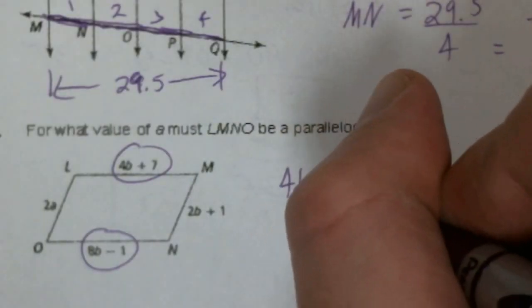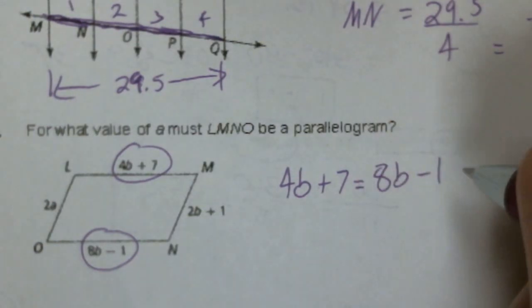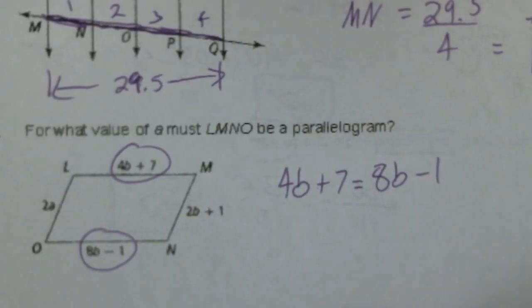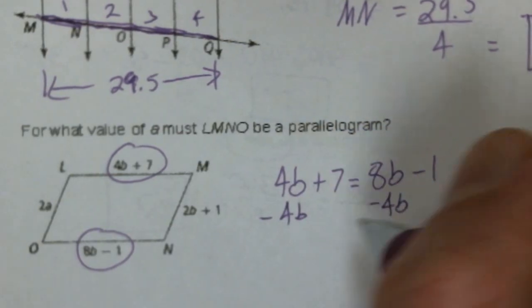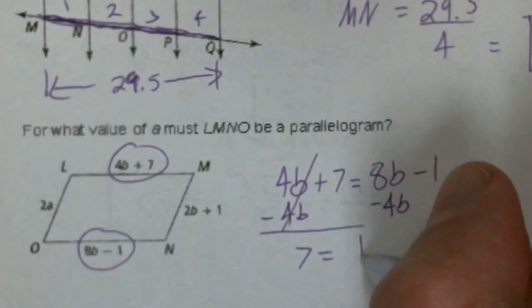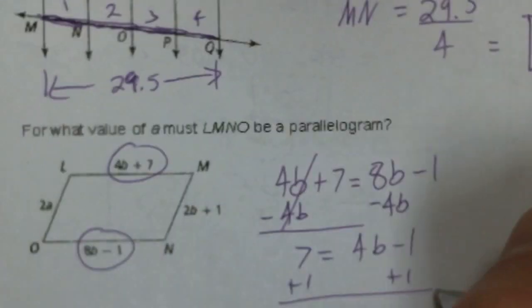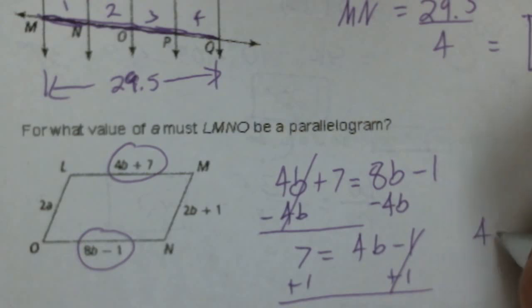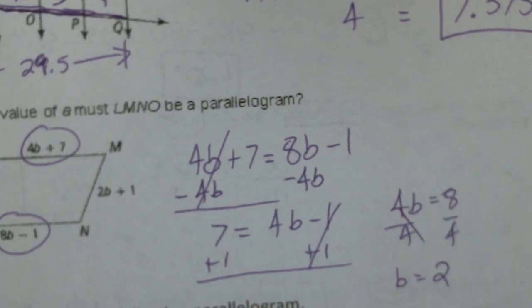So I'm going to set 4b plus 7 equal to the bottom expression, 8b minus 1. And I can solve that, so let's move the 4b to the other side, so we have a positive variable. 7 equals 4b minus 1. Let's add 1 to both sides. 4b is equal to 8, divided by 4, and we get b is equal to 2.